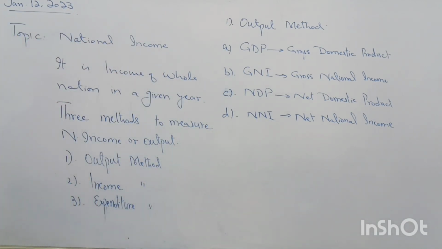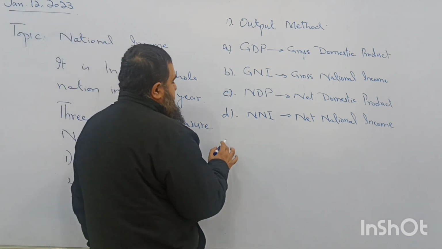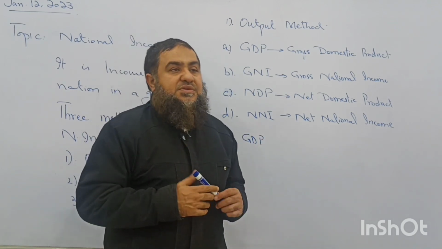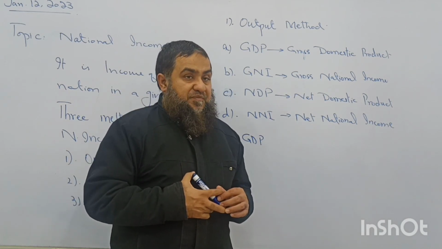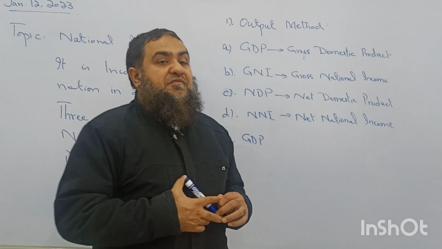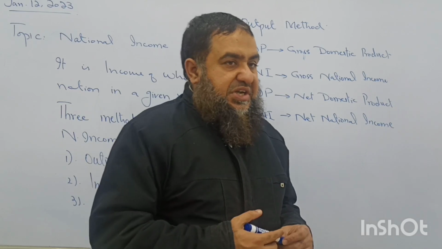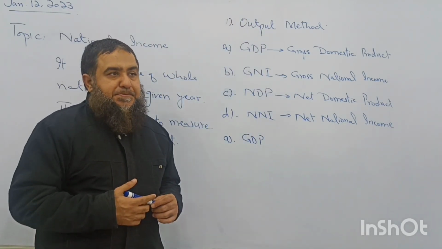Alright, these are the abbreviations of these phrases. Like GDP stands for gross domestic product, GNI for gross national income, NDP net domestic product, and NNI net national income. Now how can we define GDP? First of all, GDP means what? Gross means total. Domestic means within a country, within the geographical boundaries of a country, and product means output produced.